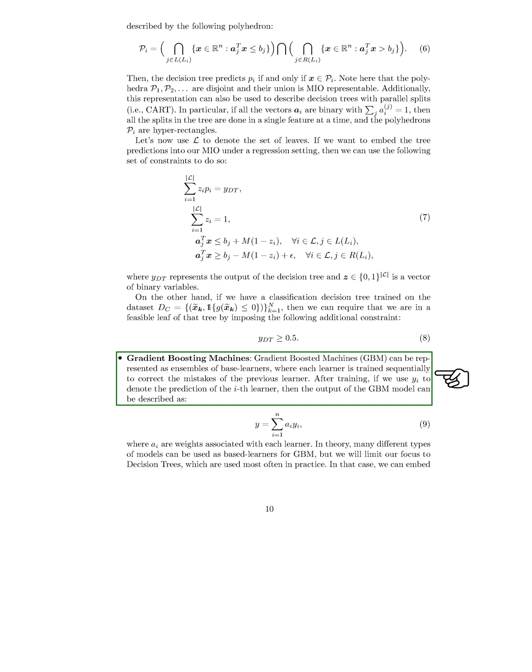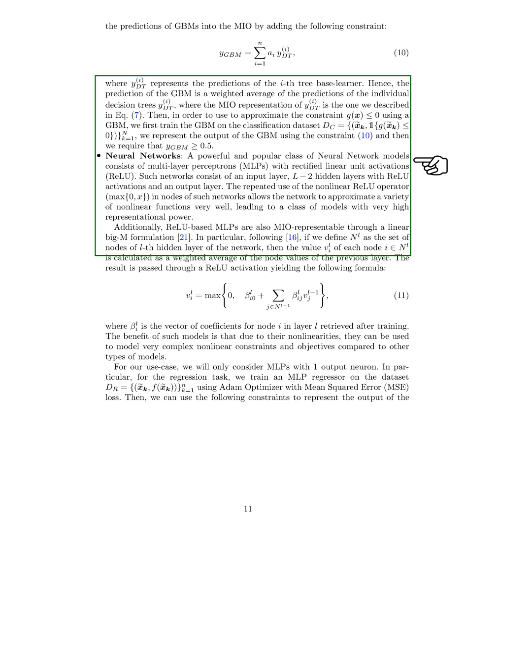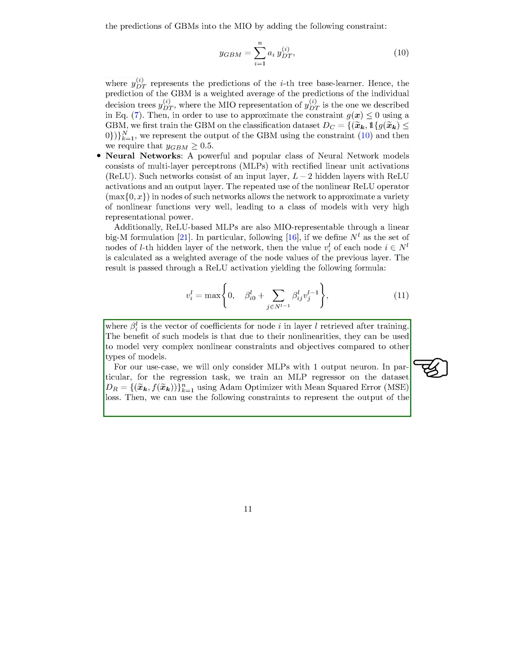4. Neural networks. Specifically, we consider multi-layer perceptrons, MLPs, with rectified linear unit activations, ReLU. These networks consist of an input layer, several hidden layers with ReLU activations, and an output layer. They are known for their high representational power and ability to model very complex nonlinear constraints and objectives.